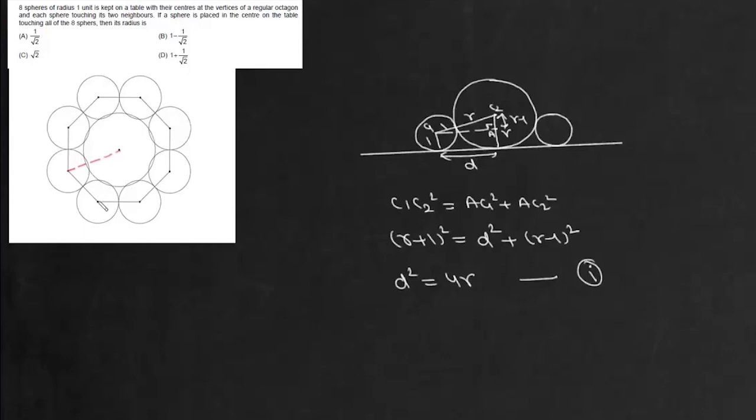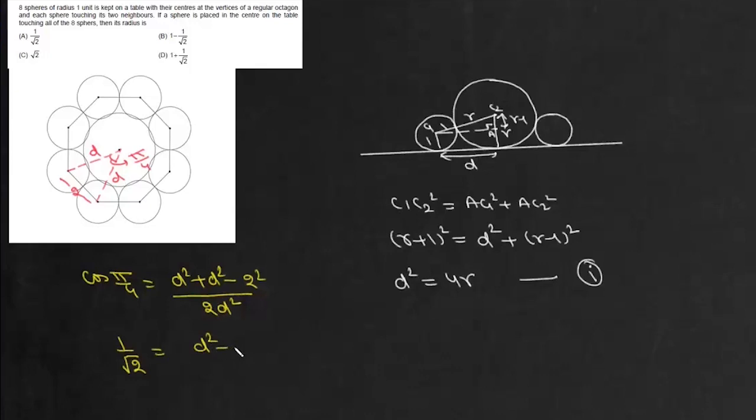Now if we look at this distance d from the top view, then this distance is the distance between the centers. So it is this distance d. And now this length is 1 and 1, 2 units, and this angle is 2 pi by 8, which is pi by 4. Now we can find d using the cosine rule. We can write cos pi by 4 equals d square plus d square minus 2 square upon 2d square. So it will be 1 by root 2 equals d square minus 2 upon d square.